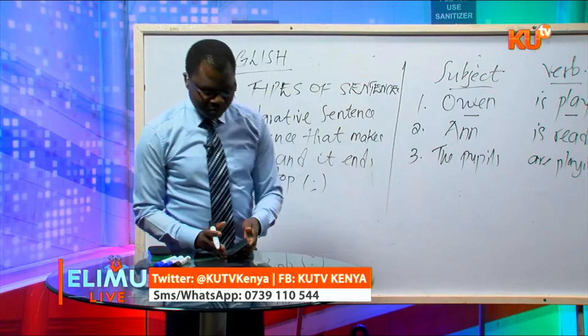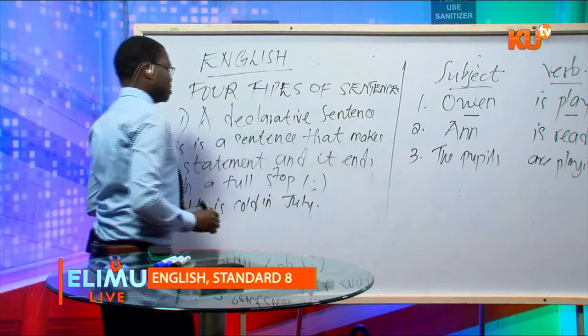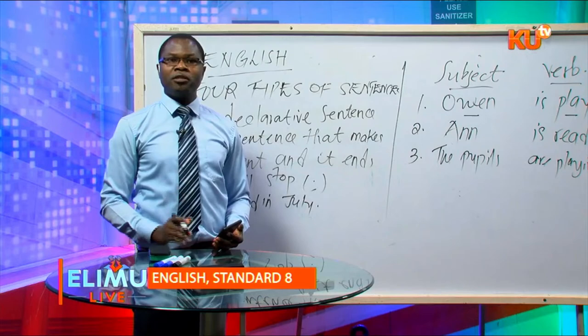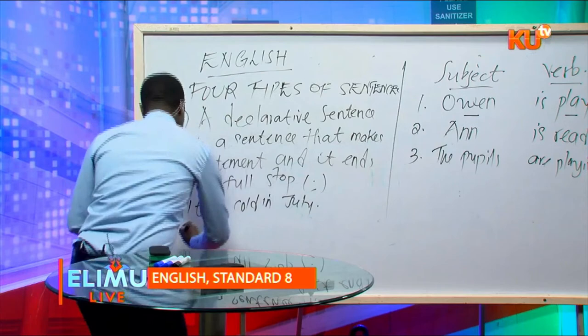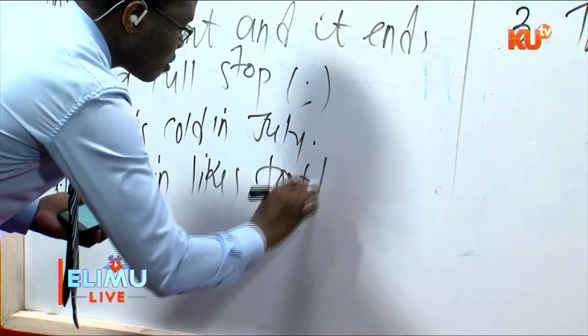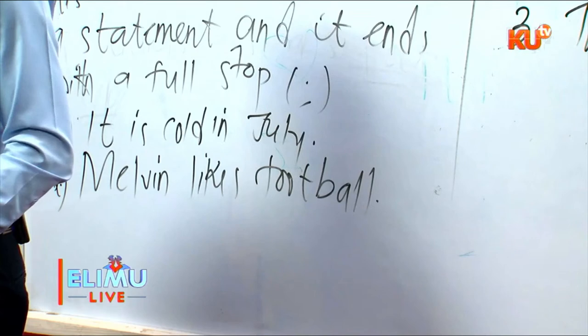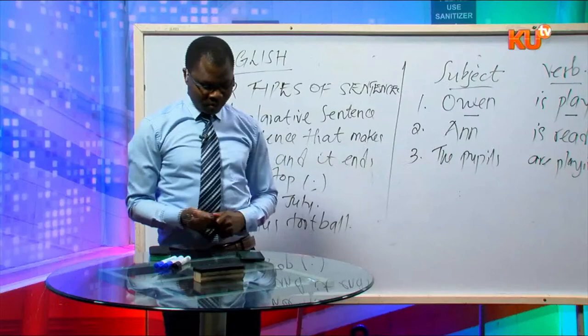One, it is cold in July. It is cold in July. This is an example of a declarative sentence. It is just a statement made, and it ends with a full stop. Then number two, Melvin likes football. Melvin likes football is also a declarative sentence, in that it is a statement made and it ends with a full stop.